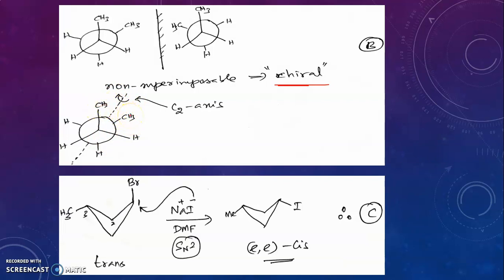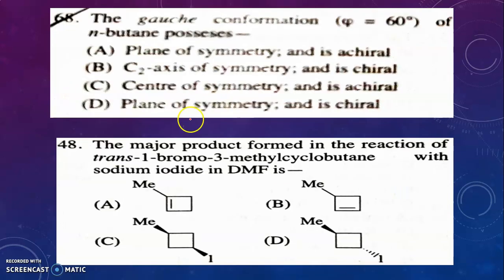So C2 axis symmetry is present in the molecule. Are you able to understand? So this molecule is chiral as well as the molecule has C2 axis symmetry. So the correct option is it has C2 axis symmetry and chiral. The correct option is B. Okay, then this is another question asked in the previous year CSIR examination.